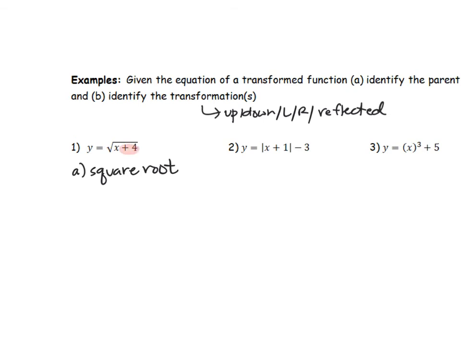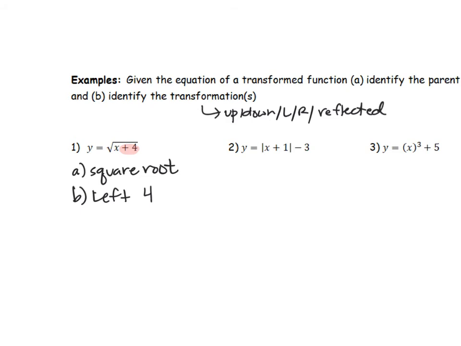Now that +4 is inside the square root symbol. That means it's within the function. And if it's within the function, if I go back a couple slides, okay, so this is inside and it's a +4. That means that this is actually left 4. So this is a square root function shifted left 4 units.